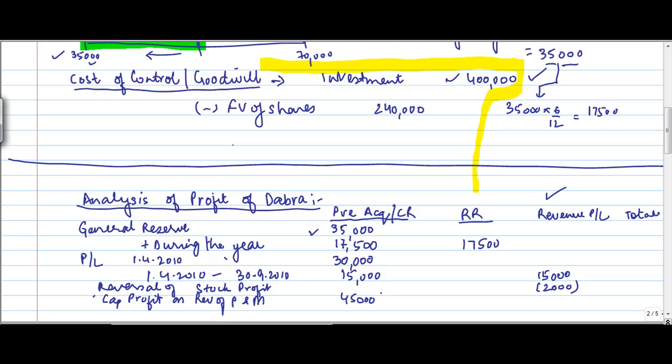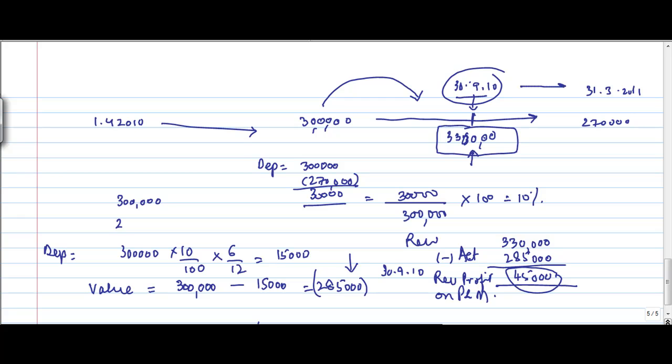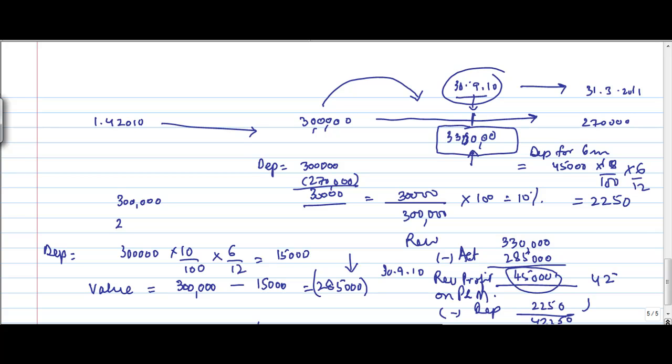However, please note that because this revaluation itself has not been affected, there is no depreciation which has been booked on this from 39/2010 till date. So I also need to provide for that depreciation, which will be 45,000, the revaluation depreciation for 6 months, into 10 divided by 100 into 6 by 12. This will give me 2250. So my net depreciation is this much. Okay, so my net addition to plant and machinery will be 42,750.